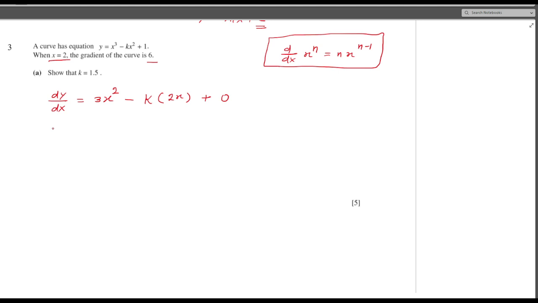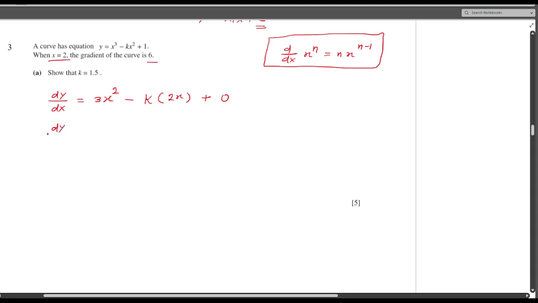Now in the problem they said that when x is equal to 2, gradient is 6. So I will say that dy by dx at x is equal to 2 will be 3 times 2 square minus k times 2 times x. Now what is x? x is 2. 2 times 2, plus 0, and this will be equal to 6, right? So 4 3s are 12, minus 6 is equal to 4k.